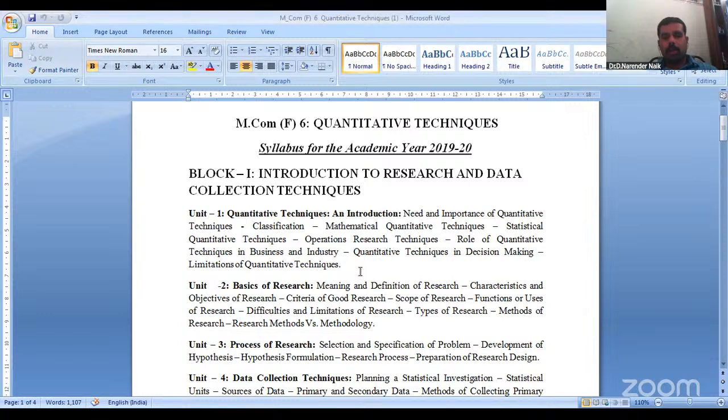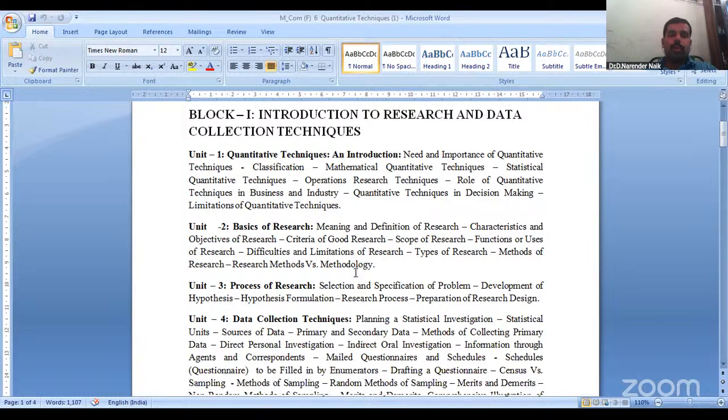So in this theoretical part, we are going to see what actually the quantitative techniques are, and here the differences between mathematical and statistical quantitative techniques. What is mathematical and what is statistical quantitative techniques? We are going to see in this chapter. And the next one is quantitative techniques in decision making. Even though the quantitative techniques is a good subject and it has good merits, in addition to that, some limitations also are there. Okay, so this is about the unit number 1.